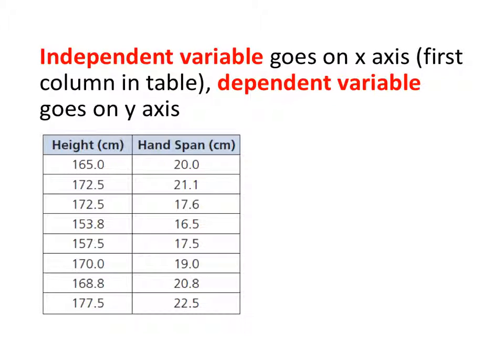When we're talking about creating scatter plots, or later on talking about regression, we'll use the language of independent variable, which is what represents our x values and goes on the x-axis. It will either be the first column in the table, or if we have a horizontal table, it'll be the first row. We also talk about the dependent variable. It's what goes on the y-axis, either in the second column or the second row.